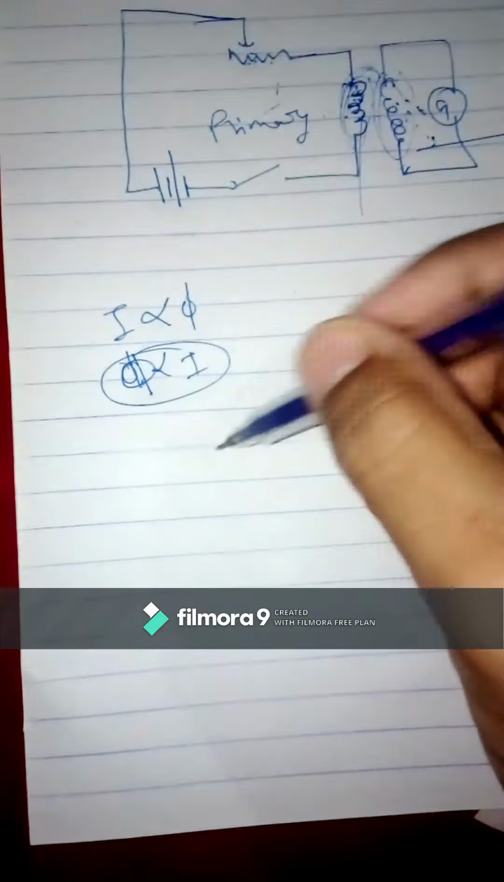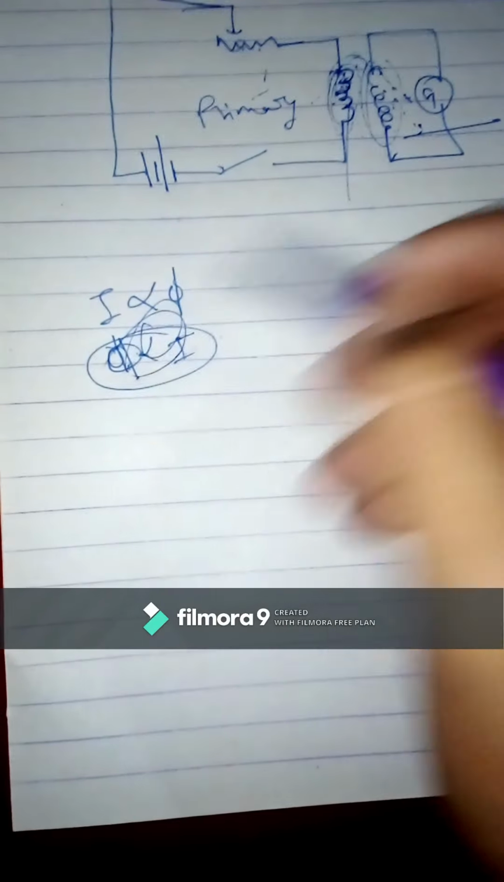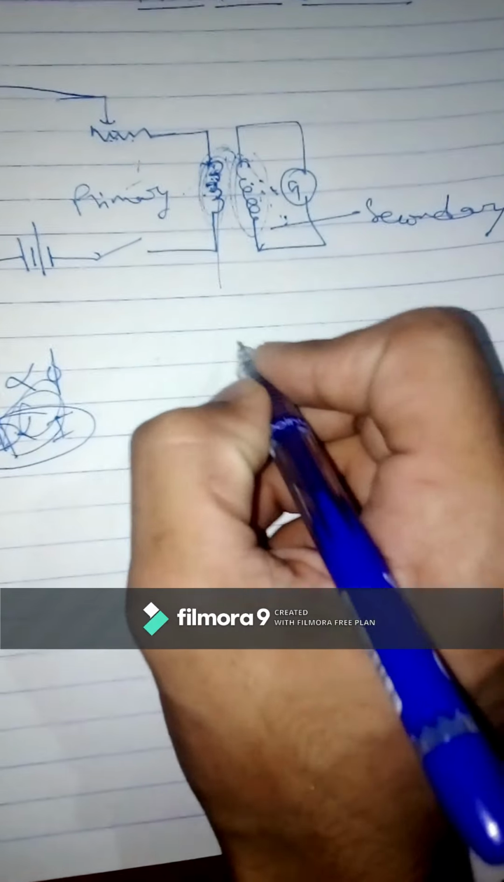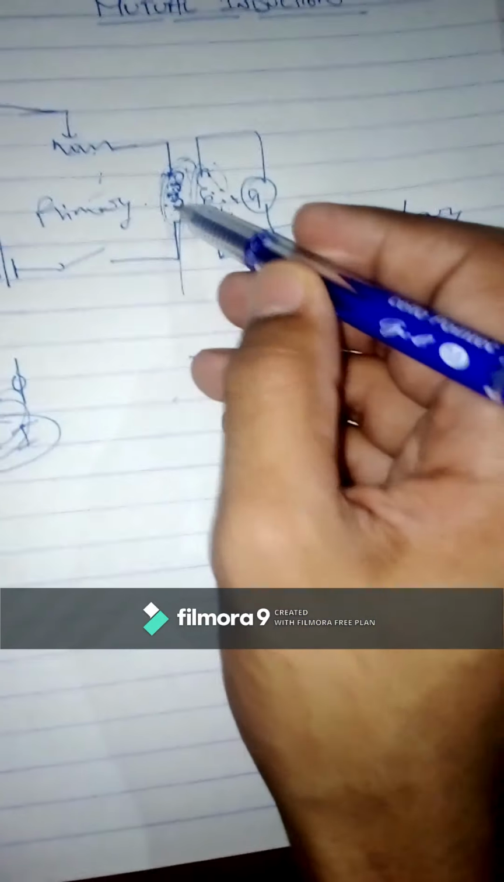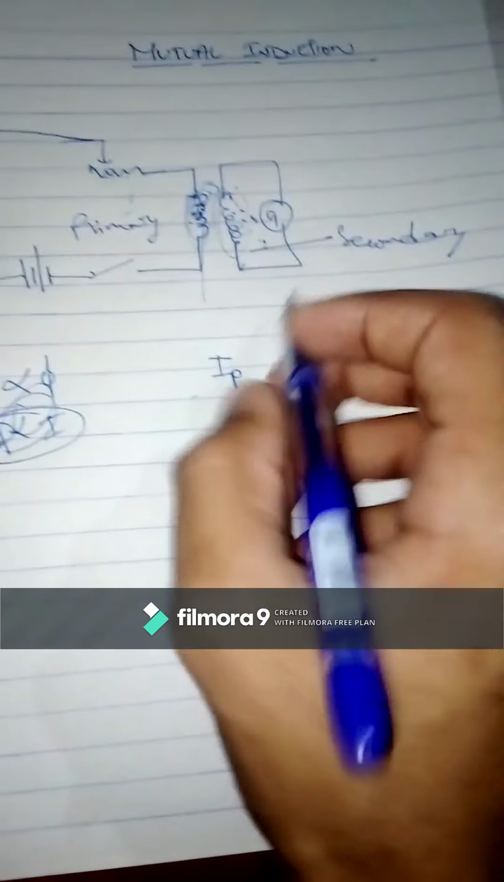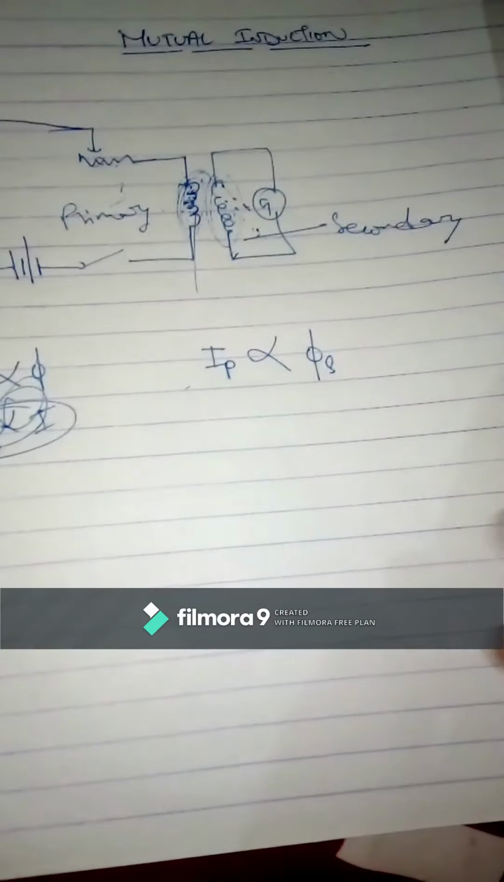So in self induction we saw that phi is directly proportional to I. It means that the magnetic flux will change with the rate of change of current. It means that if the current is more, the magnetic flux will change more. Similarly here, if the current is more in the primary coil, then the magnetic flux linked with the secondary coil will change more.